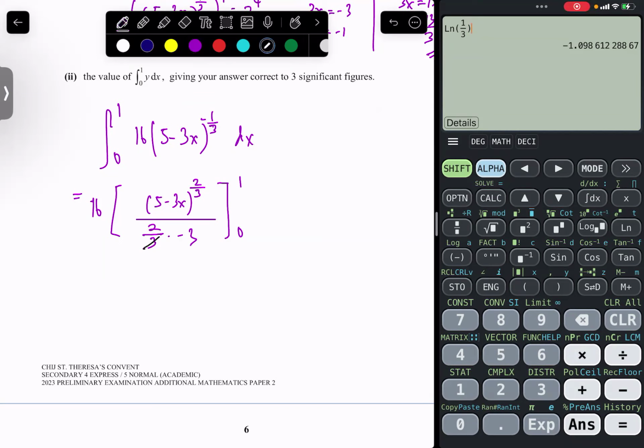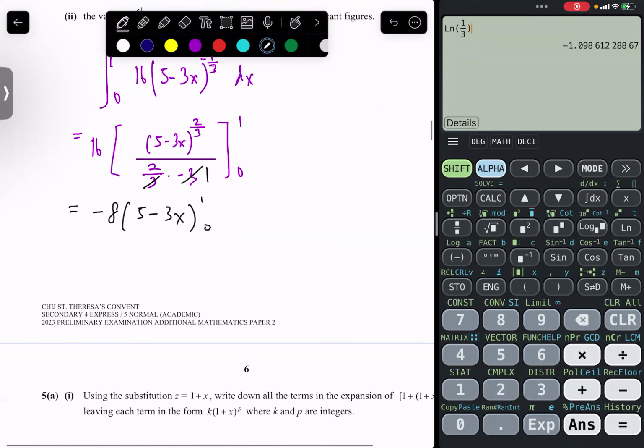So then what happens here? 3 and negative 3 will give me negative 1. So 16 divided by the negative 2 at the bottom will give me negative 8, times (5 minus 3x), from 1 to 0. Subbing in 1 and 0 into this: first bracket, 5 minus 3 is 2. 2 times negative 8 is negative 16, minus 5 minus, say, 5, 0, minus 40. Negative 16 minus negative 40, I'll get 24.